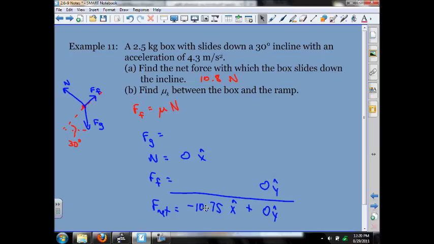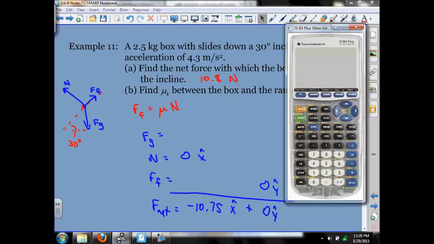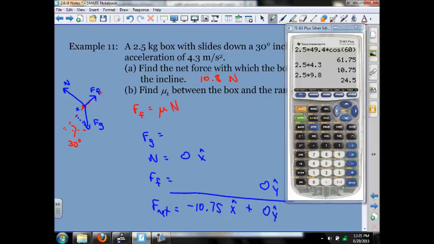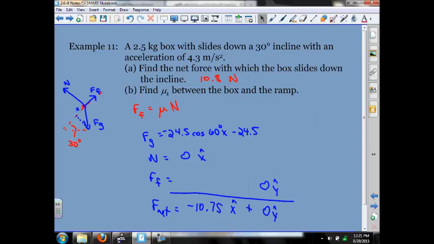This time our mass is 2.5, so the force due to gravity is going to be 2.5 times 9.8. Just like the last one, you could go in and draw this. Okay, this is going to be a 60-degree angle. So the X component is going to be 24.5 cosine of 60. And then negative X and 24.5 sine of 60. In the Y.